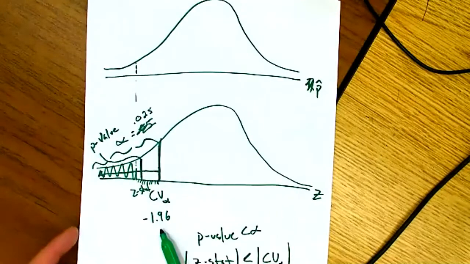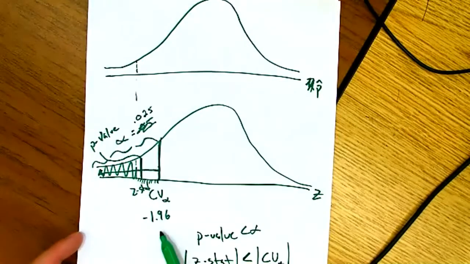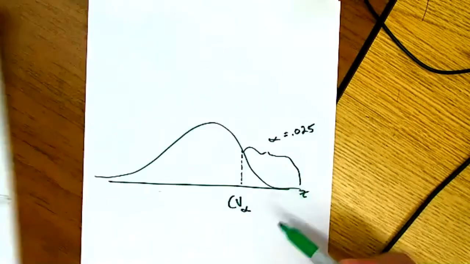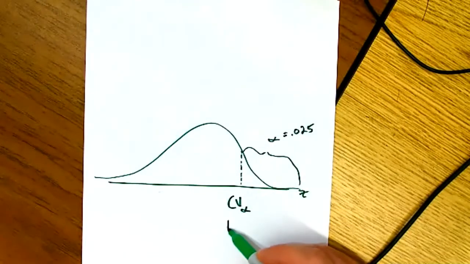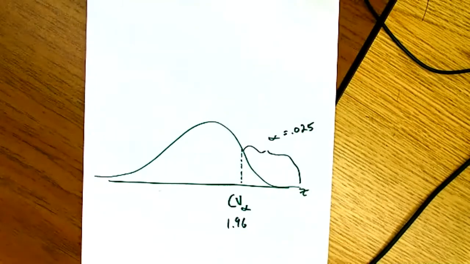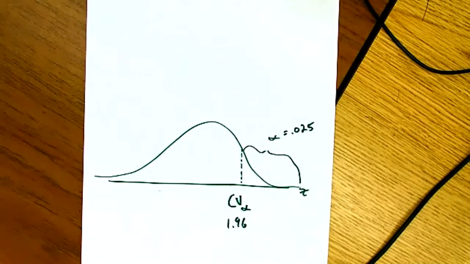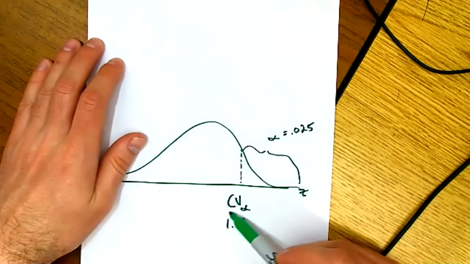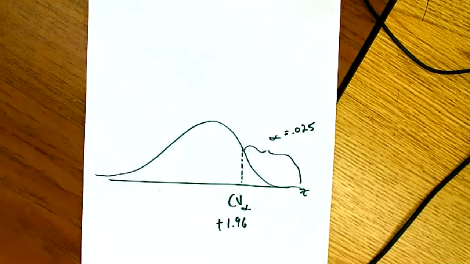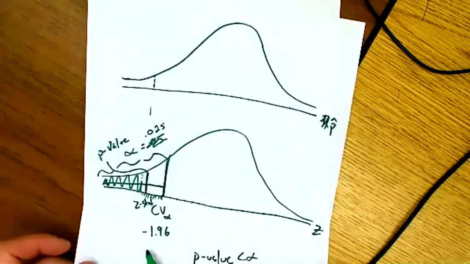Well, it's going to be the exact same value as the critical value for a left tail test, but we're doing it with the right side of the distribution, so positive 1.96. So our left and our right tail critical values will be exactly the same in magnitude. For a right tail test, they're going to be positive. For a left tail test, they're going to be negative.